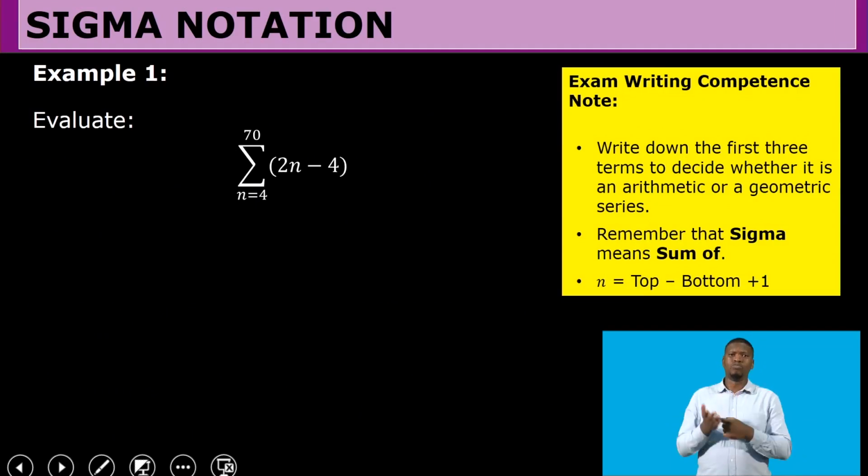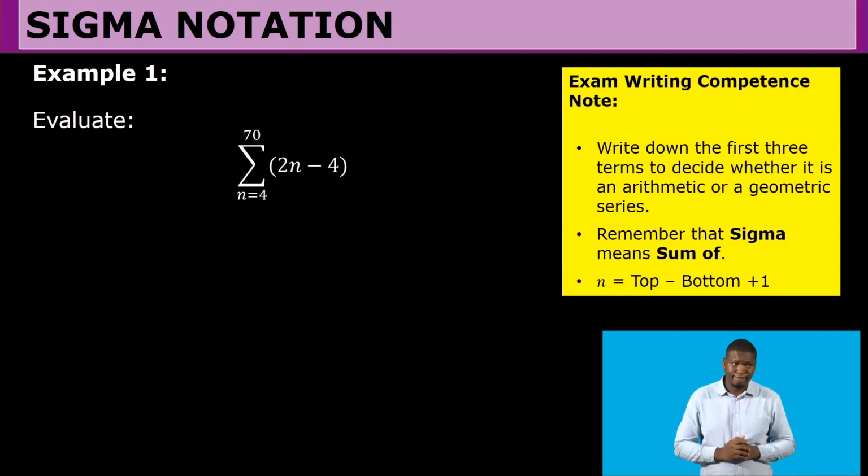Let's look at this first example. So it says evaluate. So if this kind of question confuses you and you're not sure what to do, remember what sigma means. Sigma means sum of. So when it says evaluate, it means you need to calculate the sum of. What is the first thing that we need to do? Well, we need to know whether we are calculating the sum of an arithmetic sequence or the sum of a geometric sequence. So we need to expand our sigma.